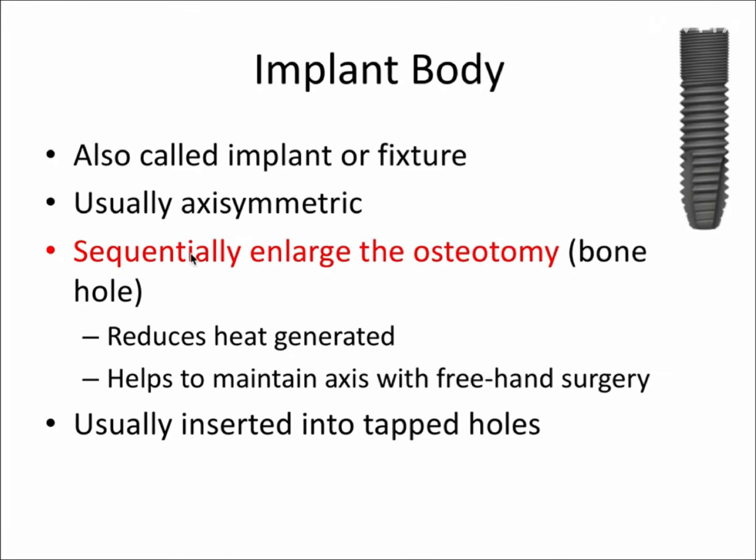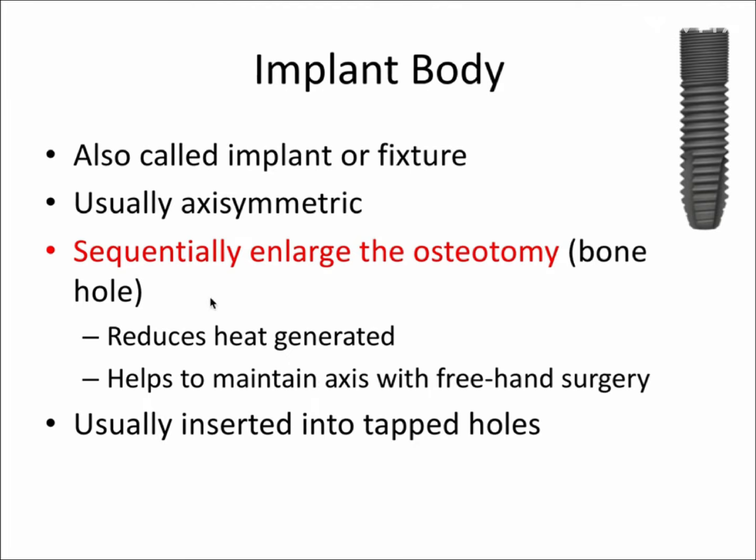The basic procedure for placing an implant such as this one is to drill a hole into the bone, and we sequentially enlarge that osteotomy, which is a fancy name for the bone hole. So we start with a smaller drill, much smaller than the diameter of this implant, then we go to a larger one, and then finally one that's large enough to create a hole that will support this implant being drilled into it.